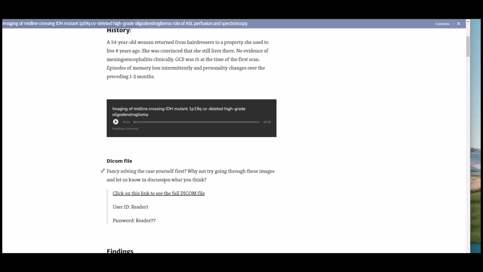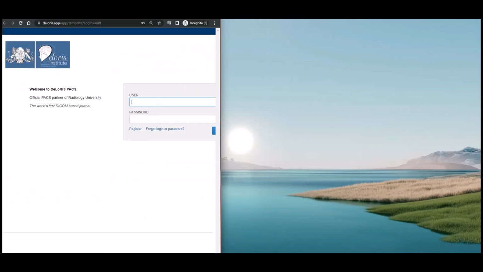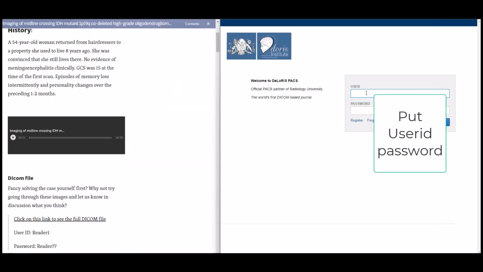No evidence of meningoencephalitis clinically. GCS was 15 at the time of the first scan. Episodes of memory loss intermittently and personality changes over the preceding 1 to 2 months.